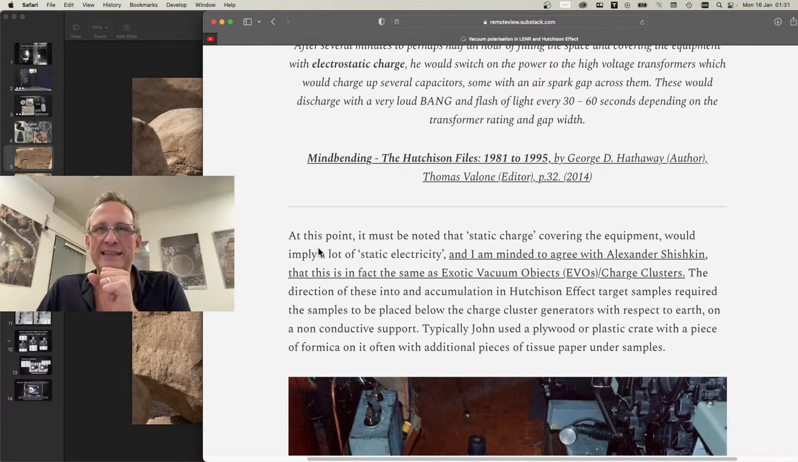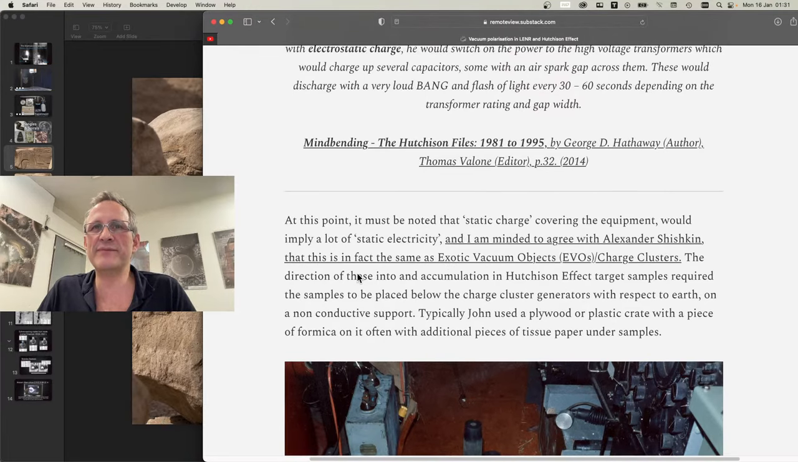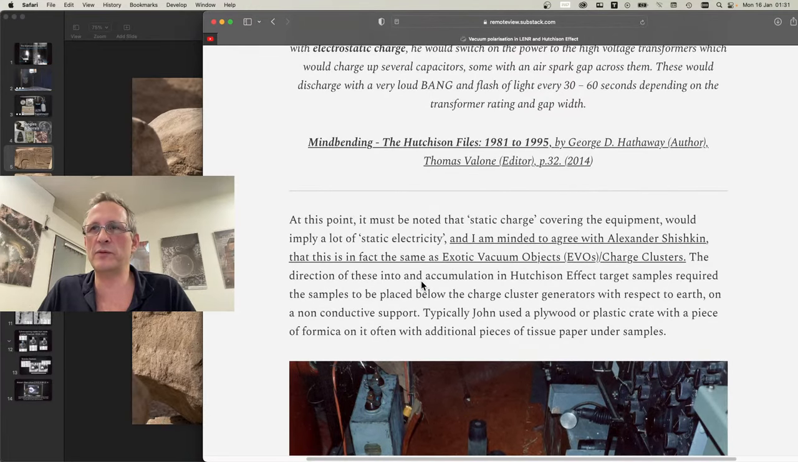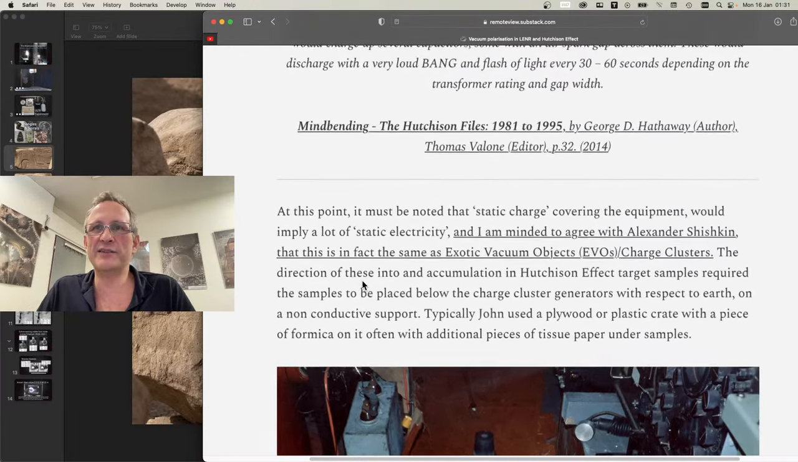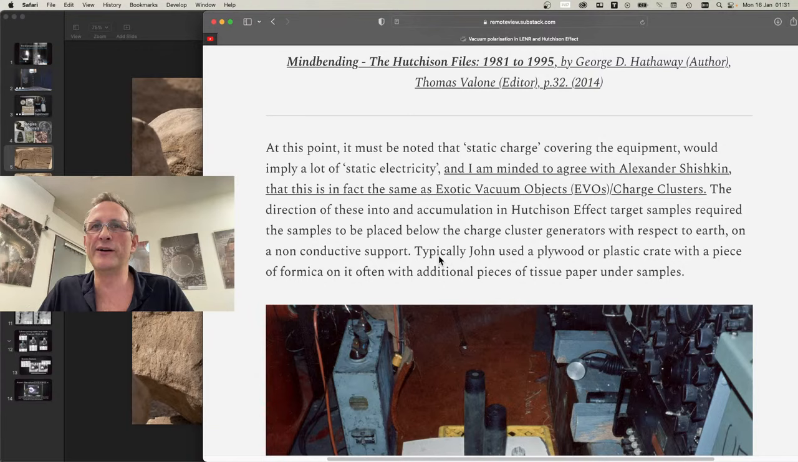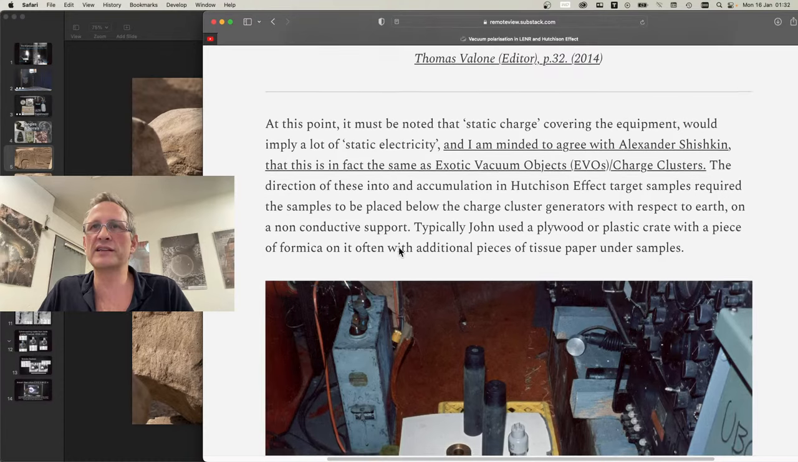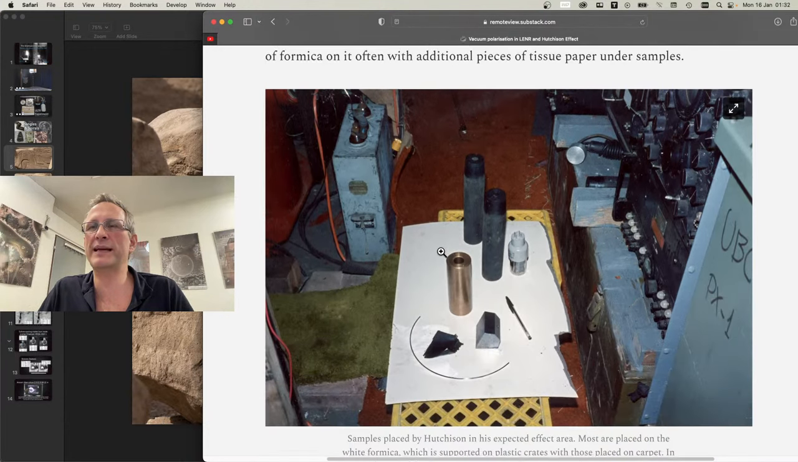At this point, I'm stating, it must be noted that static charge covering the equipment would imply a lot of static electricity. And I am minded to agree with Alexander Shishkin that this is in fact the same as exotic vacuum objects, EVOs, charge clusters. The direction of these into and accumulation in Hutchison effect target samples requires the samples to be placed below the charge cluster generators with respect to Earth on a non-conductive support. Typically, John uses a plywood or plastic crate with a piece of formica on it, often with additional pieces of tissue paper under the samples.